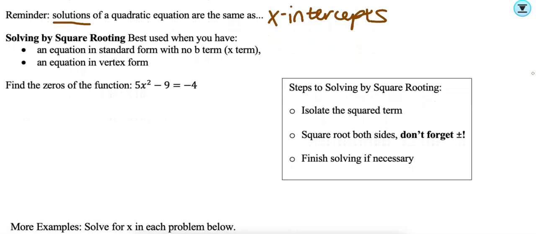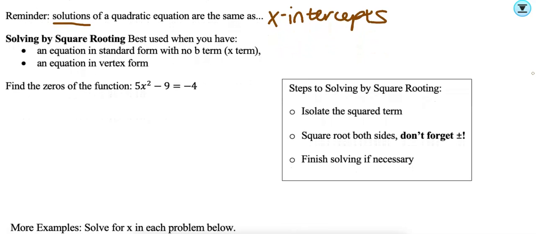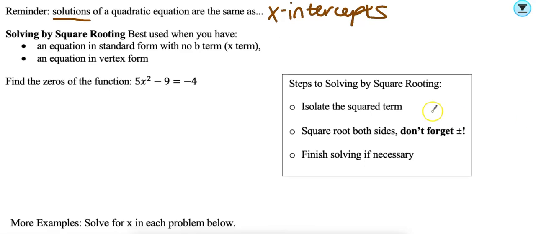First off, we're going to solve by square rooting. It is best when you have an equation in standard form with no b term, aka no x term, or if you have an equation in vertex form. To the right, we've got the steps for square rooting. First you're going to isolate the squared term, square root both sides, do not forget plus or minus, because when you square root, there'll be a plus or minus, and then finish solving if necessary.